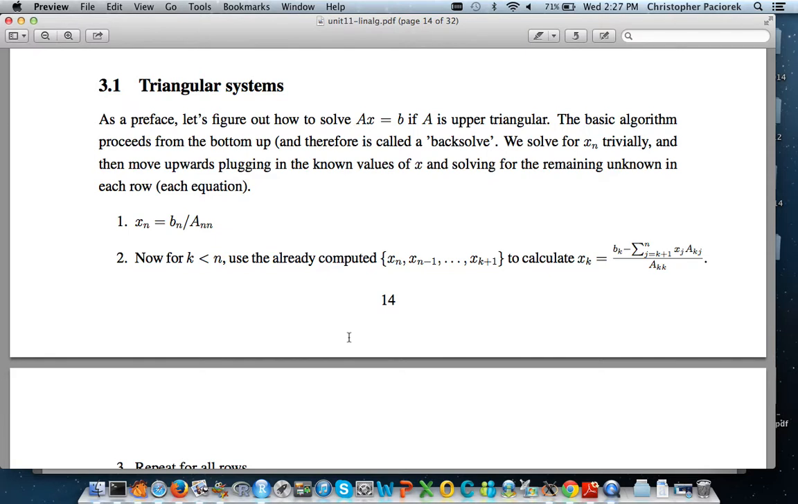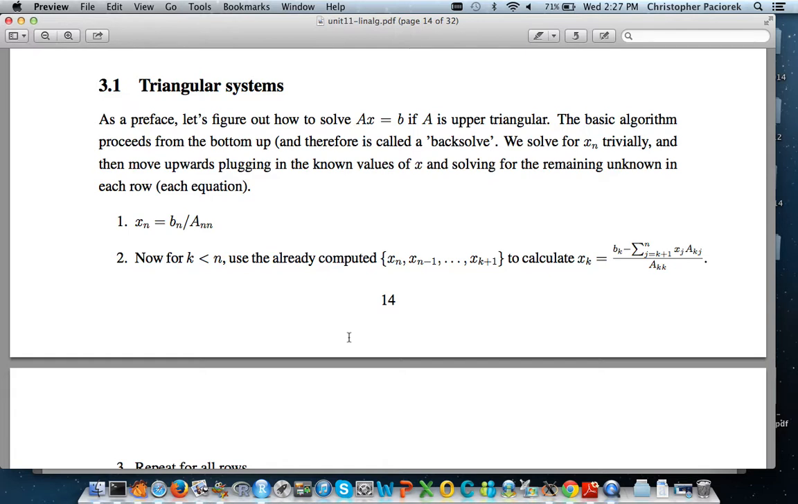Solving this set of equations where I have an upper triangular matrix is called a back solve. The reason it's called the back solve is I'm going to work from the bottom up, so that's the back in the back solve. I'm just going to solve this in the way that you would have seen in high school or earlier on. So what's xn? Well, xn is just going to be bn divided by ann, just solving that simple equation.